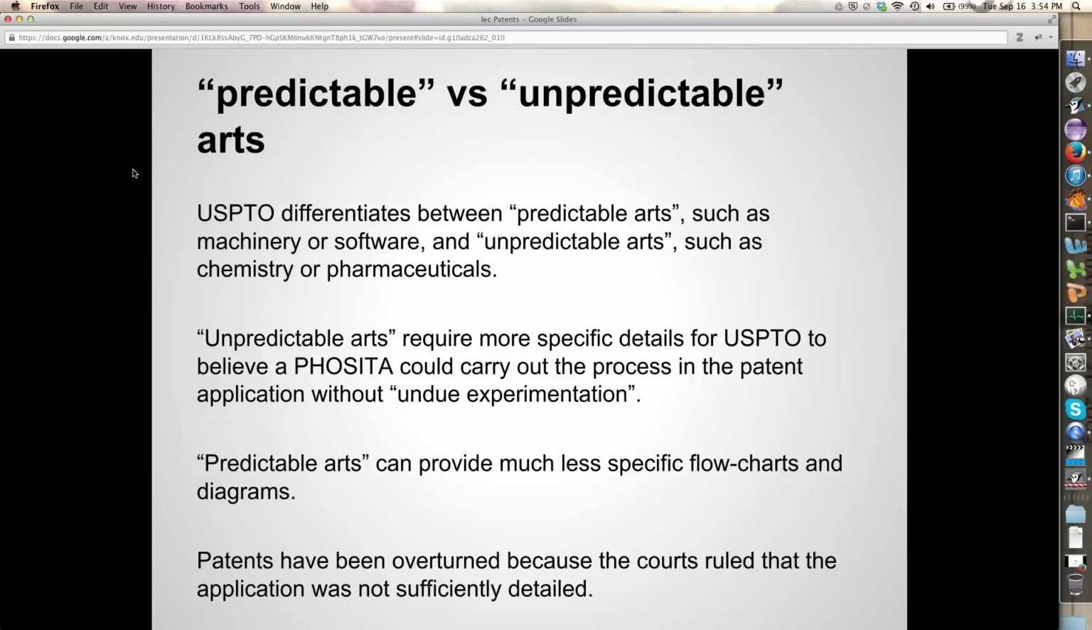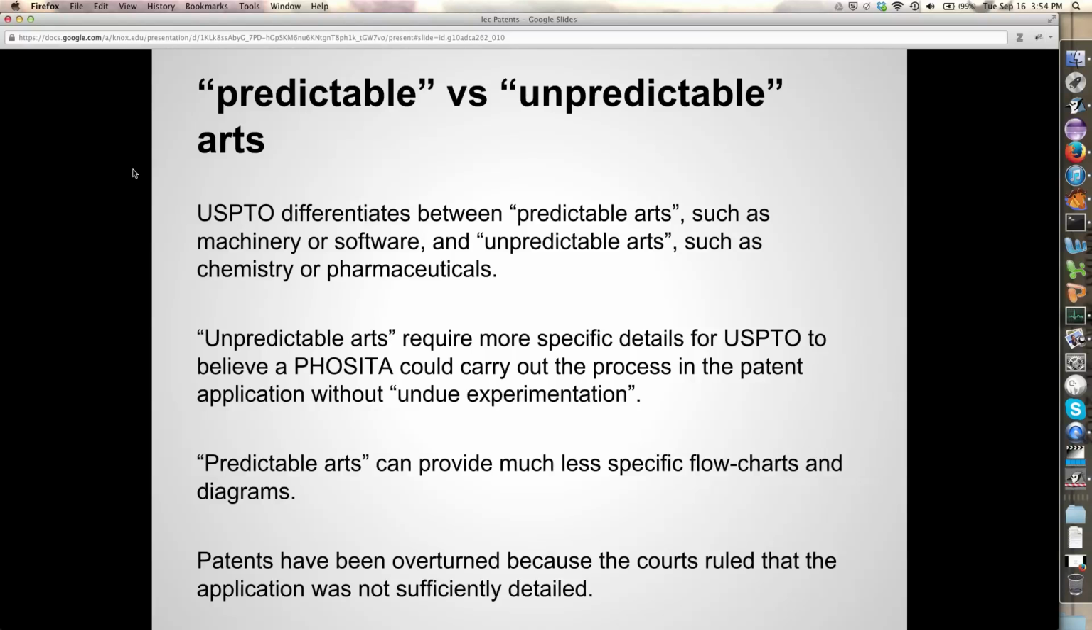which tends to get lumped in with different types of manufacturing or inventions, things that are complicated but not as complicated as the process for refining all the different molecules that you would need to build some new sort of pharmaceutical. So those require significantly more detail in order to get this done without undue experimentation.